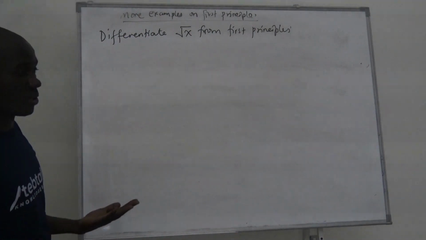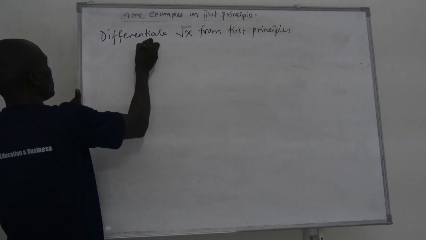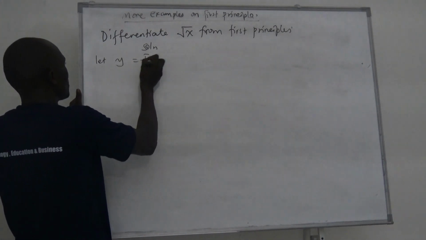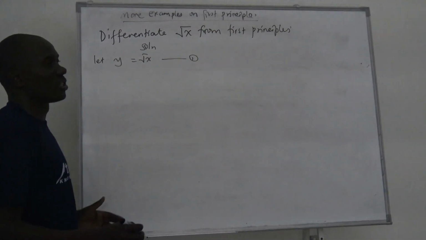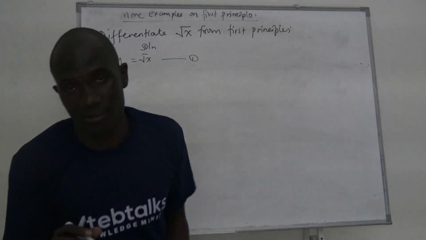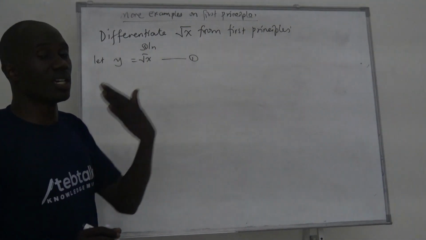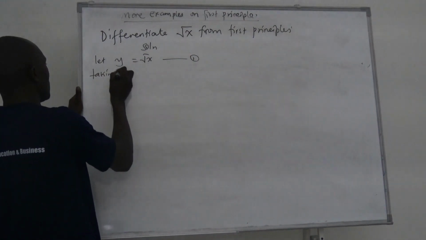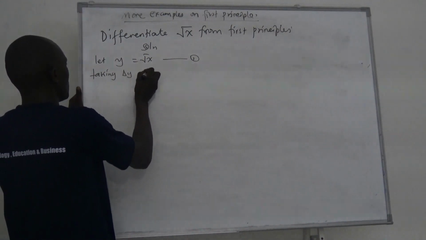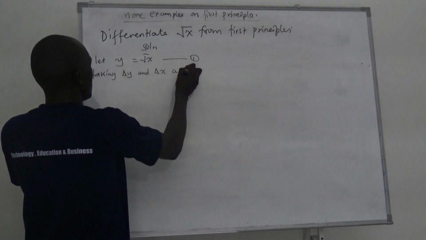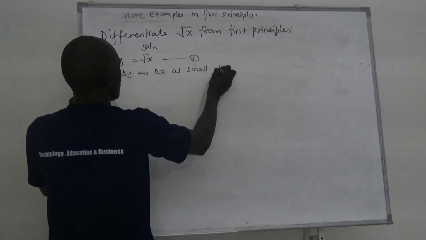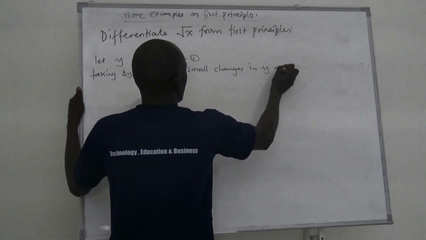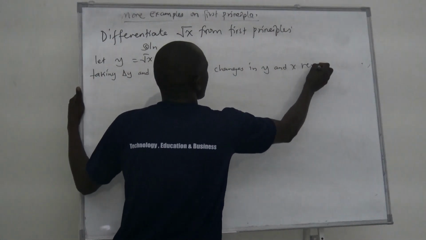With this, the same story. We are not changing any format. We are going to say let y equals root x. Call it the first equation. And then the square root is like our half. So what you do is also say taking delta y and delta x, small changes in y and x respectively.